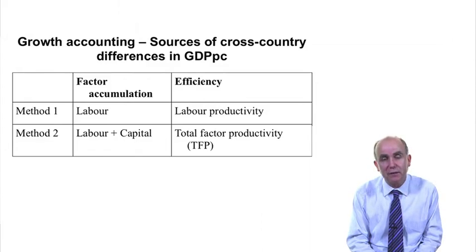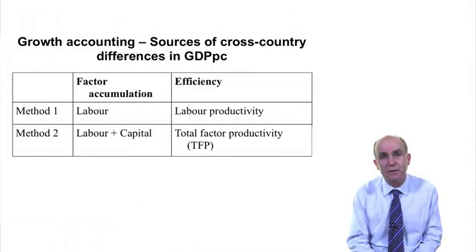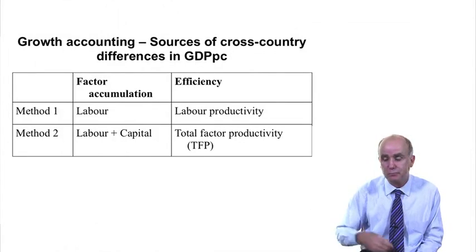Also, we know that skill is likely to affect the amount of output that workers or labour can produce. So we might want to also adjust our measure of labour for the education attainment or skill of the workers in the population. For example, attaching a higher weight to workers with higher level of education attainment. And these are all issues that researchers who use growth accounting methods worry about in trying to understand the relative effects of factor accumulation and efficiency on cross-country differences in GDP per capita.